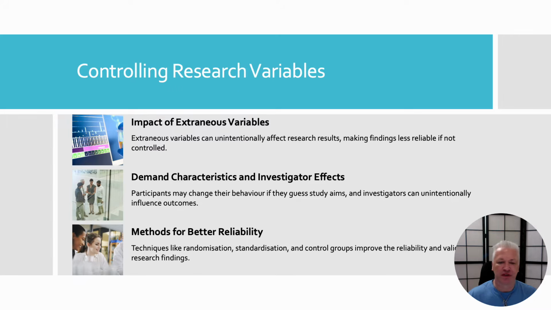A double-blind procedure where neither the participant nor the researcher knows which condition is being used can help control investigator effects. Or randomisation. So randomisation refers to the use of chance in assigning participants to experimental conditions or allocating materials, and this helps control participant variables such as intelligence or motivation by spreading them evenly across conditions. Random allocation increases the likelihood that differences in the dependent variable are due to the independent variable rather than individual differences.